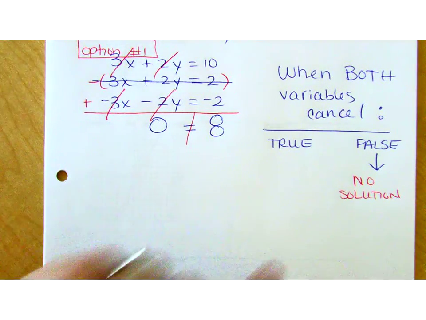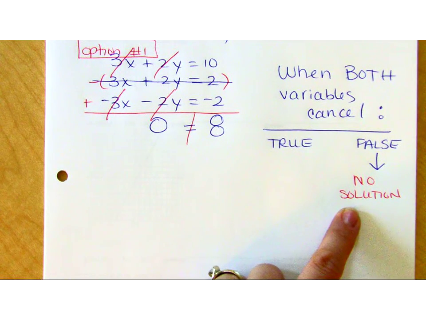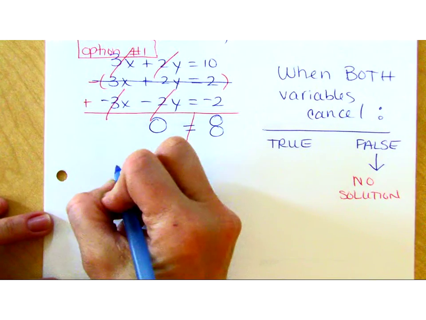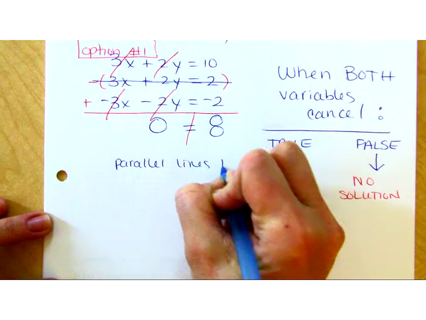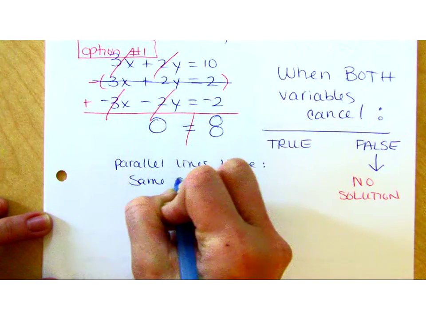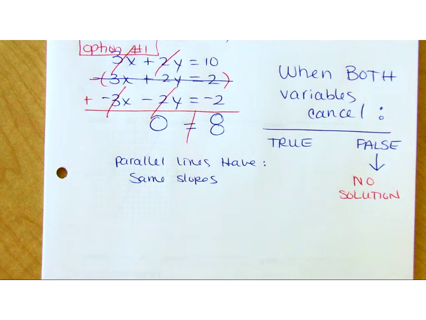I want to know how this would look on a graph. The minute I get no solution in a system of equations, what can you 100% tell me about what these lines would look like if they were graphed? They would be parallel to each other. And what do you know about parallel lines and their slopes? So remind me, parallel lines have what? Same slopes? But what? Good. Different y-intercepts, right?